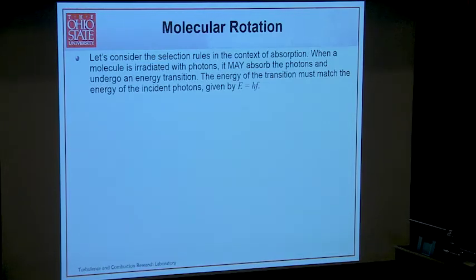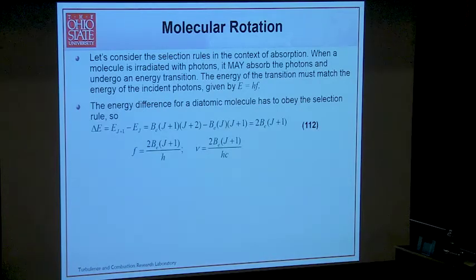So let's consider the selection rules in the context of absorption. When a molecule is irradiated with a laser, light source, photons, flashlight, whatever you want to give it, it may absorb the photons, okay, and undergo an energy transition. It'll absorb them only if the energy of the transition matches the energy of the incident photon. So this E has to be equal to Planck's constant times f, okay? So the energy difference for a diatomic molecule has to obey the selection rules.